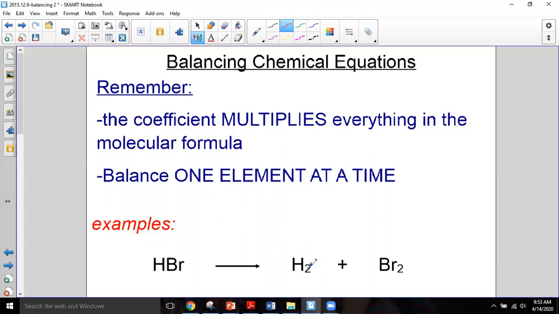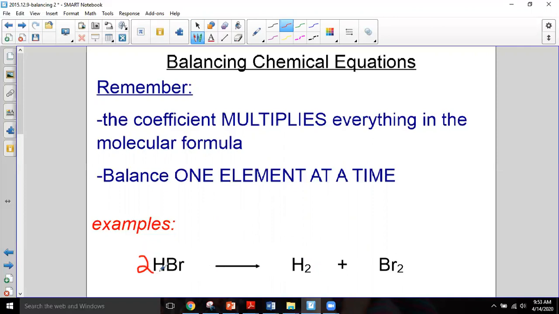So, in order to get this to balance, we need to write a coefficient. And since I have to end with at least two hydrogens, remember this subscript can't change. If I end with two on the product side, then I have to start with two hydrogens on the reactant side. So I would just write a little 2 here in the front.